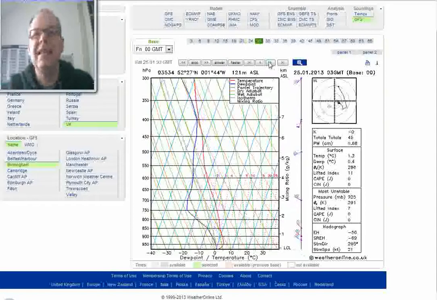Incidentally, by 3 o'clock in the morning, look, we've got a real nose of mild air in at the surface. Quite an inversion here as well. Still around freezing at the surface, but clearer skies above, perhaps some cirrus cloud in here.